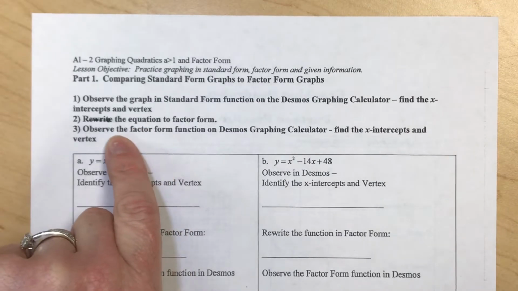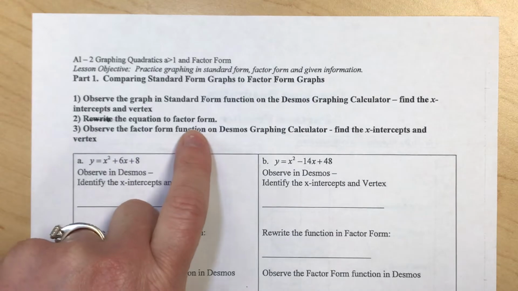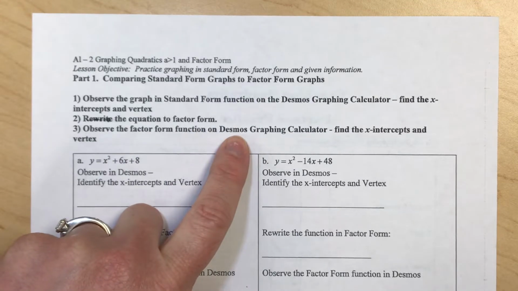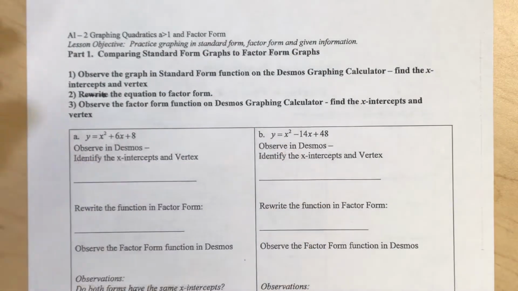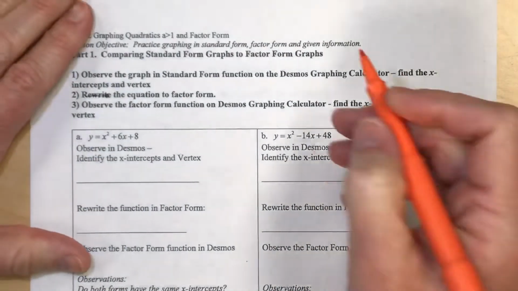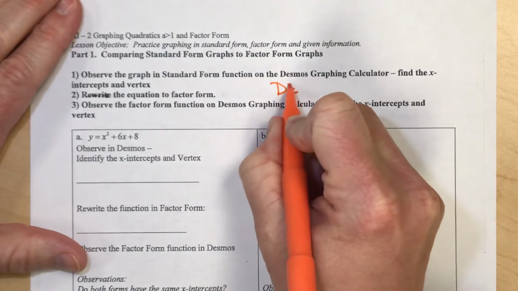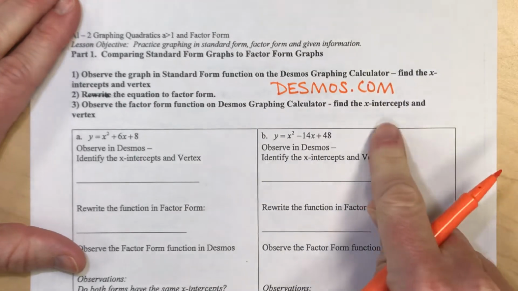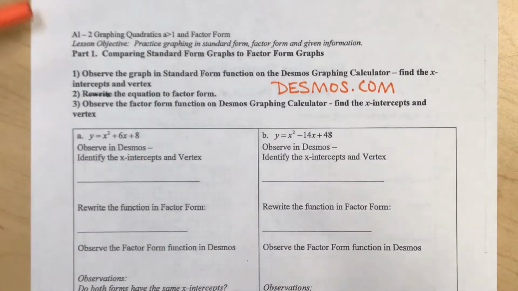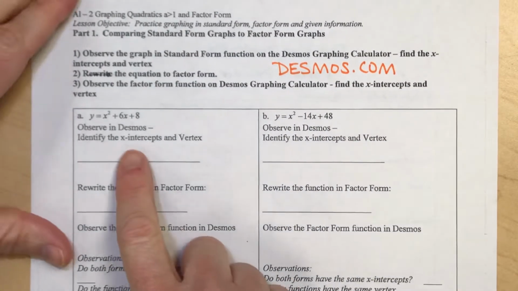Then we're going to observe the factored form of the function on Desmos and find the x-intercepts and a vertex. If you don't have a graphing calculator, you can go to this website. It's called Desmos, D-E-S-M-O-S dot com, and it will graph your function for you. I'm going to show you that in just a minute.